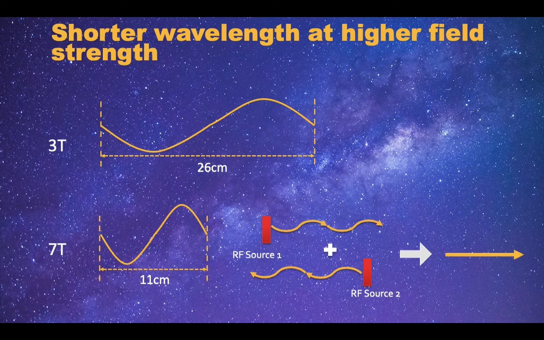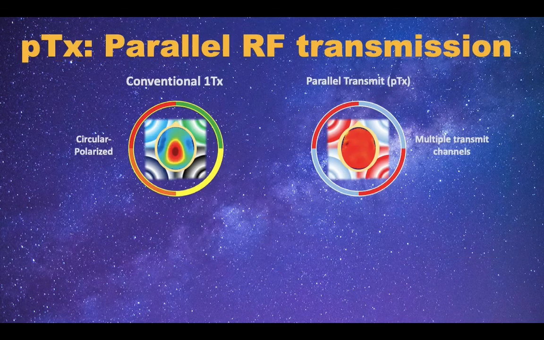Naturally, people came up with this idea. What if we use multiple transmit channels and let their standing waves even out? And since then, we entered the era of the pTx. pTx stands for parallel RF transmission. This slide shows the difference between the conventional 1Tx and the pTx. 1Tx uses a circularly polarized coil, while pTx uses multiple transmit channels that are driven by separate sources. By manipulating the relative amplitude and phase of each channel, we can obtain a relatively uniform B1 plus field.